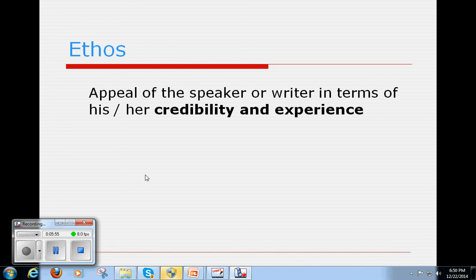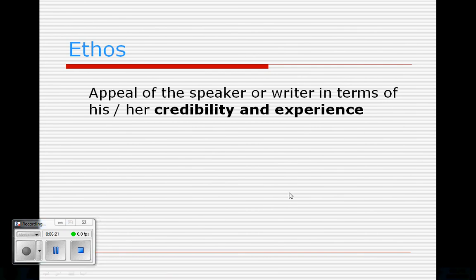In the ethos, you appeal to the speaker or the writer in terms of his or her credibility and experience. You present directly or indirectly a profile that sets a stamp of authority. Use quotations, use experts' opinion, use groups of three. A lot of techniques are used to persuade the reader using this third element, which is the ethos.